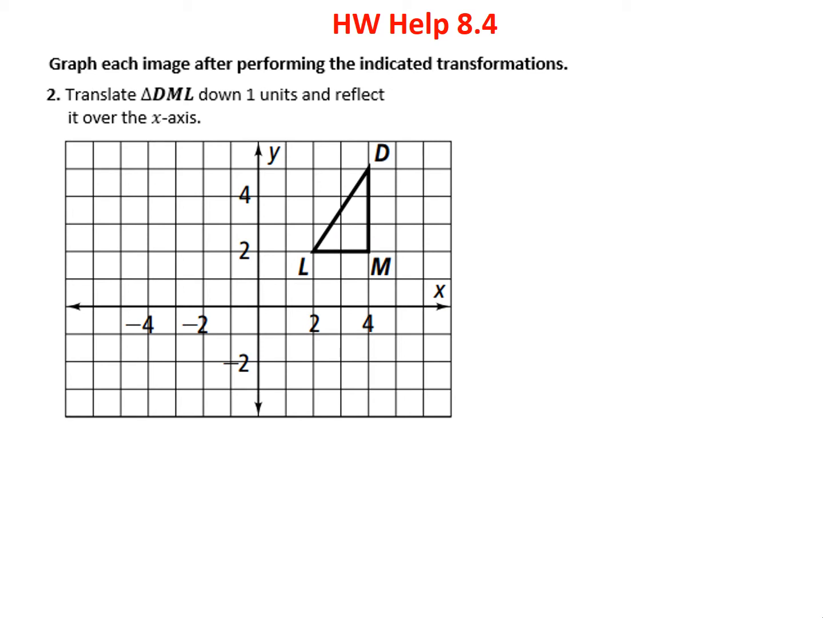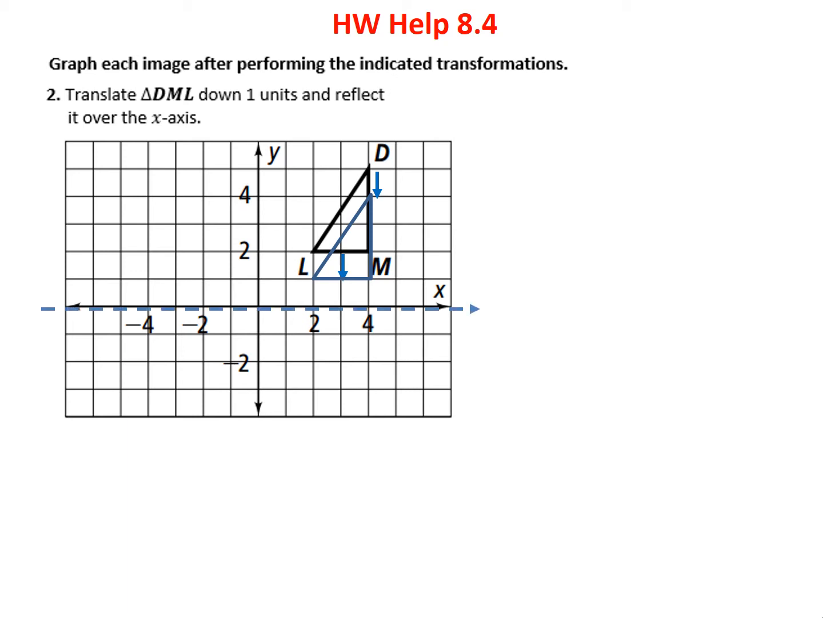Problem number 2, we're going to translate DML down 1 and then reflect it over the x-axis. So first step, let's go down 1. I'm going to take that whole line down 1, and I'm going to take the D down 1. So notice my whole triangle just slides down 1.